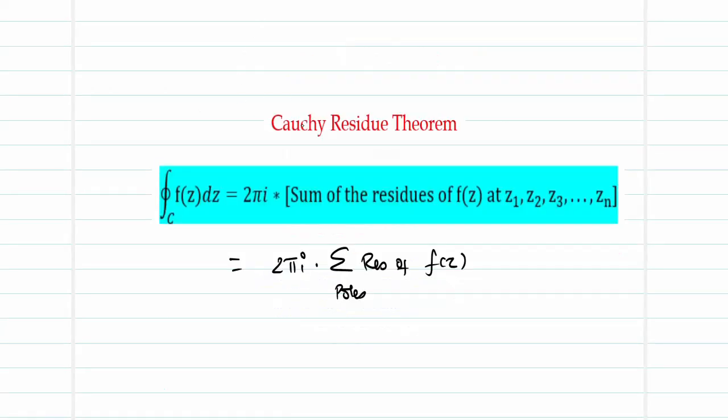What we know about Cauchy residue theorem, you will try to recollect. Integral over C of f(z) dz is 2 pi i times the summation of the residues of f(z) at the poles z1, z2, z3 up to zn. So you find the residue of the function at various poles, add them up and then multiply with 2 pi i. This is what your Cauchy residue theorem says.